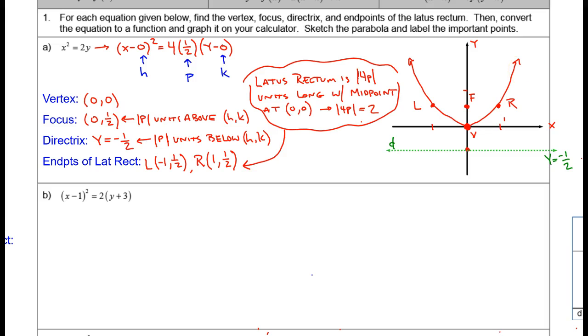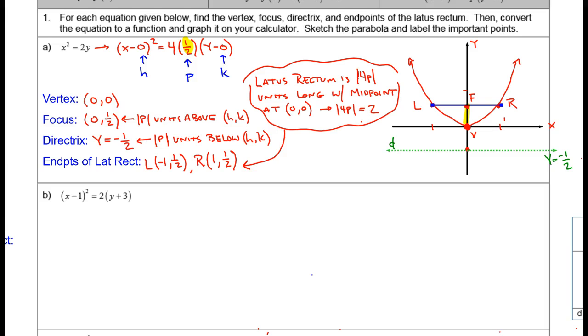And again, what is this thing here we call the latus rectum? Well, that is a segment that goes through the focus, has its endpoints on the parabola, and is parallel to the directrix. And our focal length, which was 1/2, is this distance right here. Okay, let's go ahead and move on to the next example.